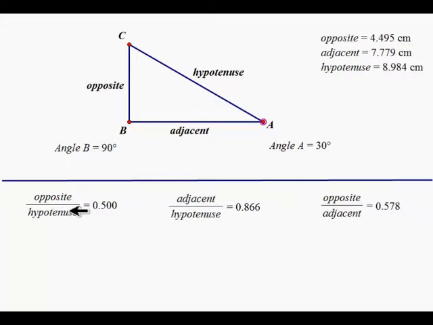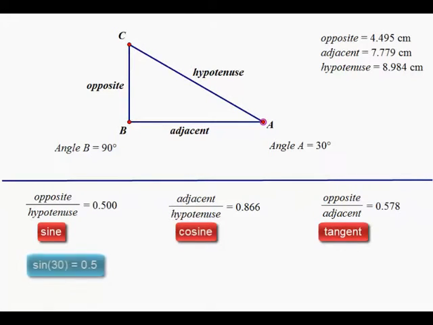You've probably heard of the terminology sine, cosine, and tangent. That terminology is merely a labeling of these proportions. So sine has been chosen to represent the opposite over the hypotenuse. Cosine has been chosen to relate the adjacent over the hypotenuse. And tangent has been chosen to relate the opposite over the adjacent. The equation here could be written as sine of 30 degrees is equal to 0.5.